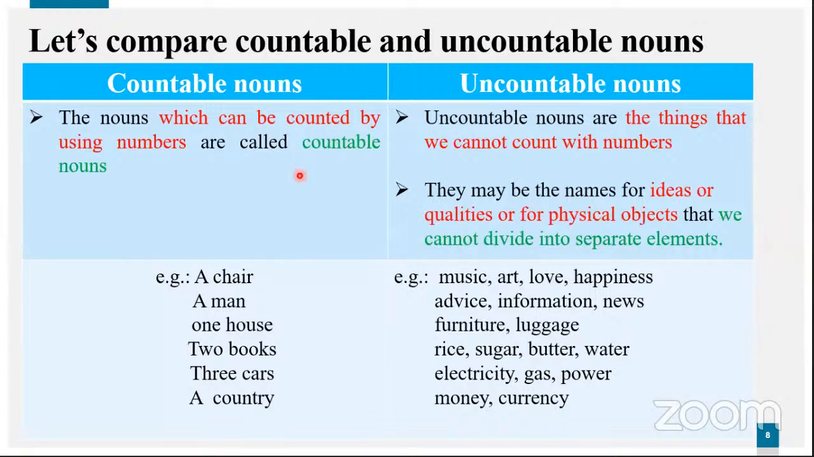The nouns that can be counted using numbers, we call countable nouns. Look at the examples here. A chair, 2 chairs. A man, 2 men. 1 house, 2 books, 3 cars, a country. All these things we can count with numbers. We can use numbers with these nouns. So we call them countable nouns.